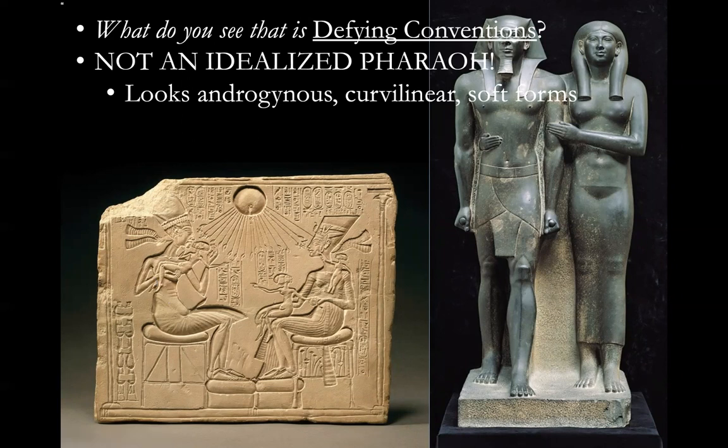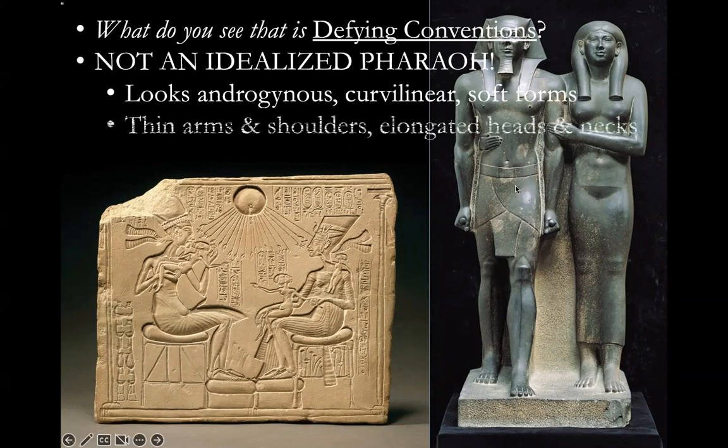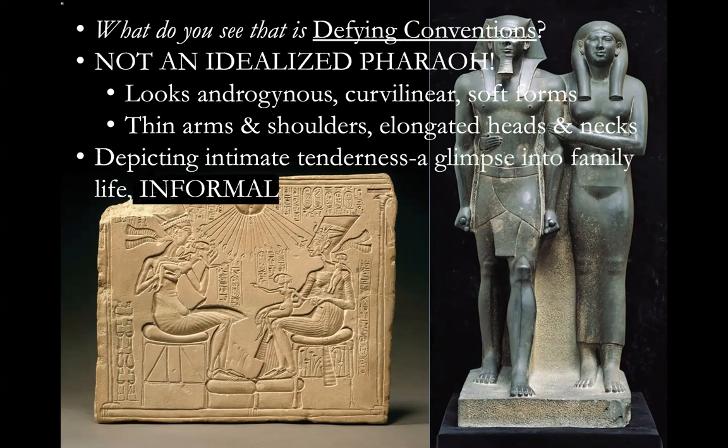Very curvilinear, very soft forms, not that hard chiseled stone that we're seeing in the stiff posture of Menkaure and Queen. Very thin arms and shoulders. Also, they all have those elongated heads and necks. So the content, what it's depicting, is a very different scene. It's this intimate tenderness, a glimpse into family life, very informal, as opposed to the regal stance of Menkaure and Queen.